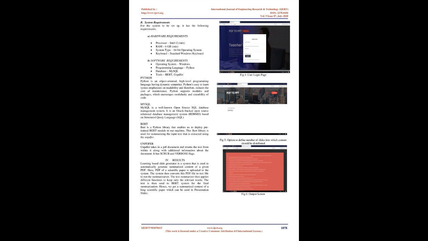Once the user authentication is done, next the input file should be uploaded. The file will essentially be provided by the user. The following option is to input the number of slides that the user wants to distribute the PDF into.